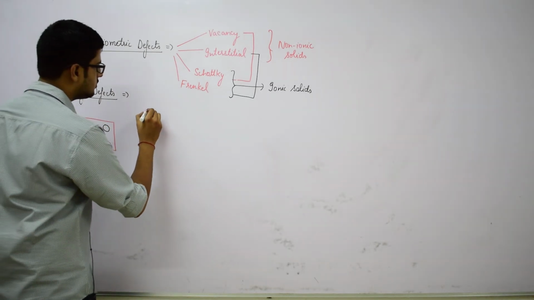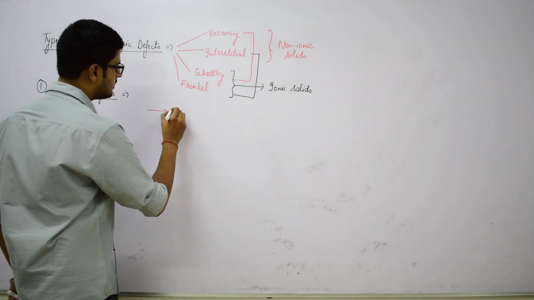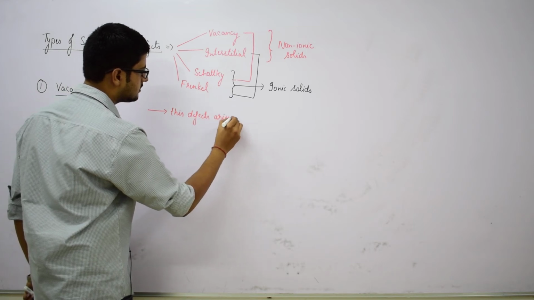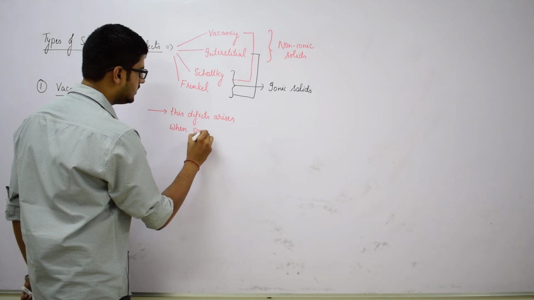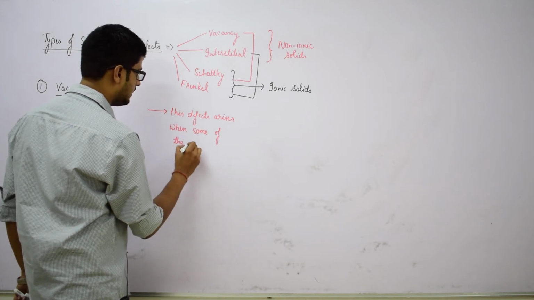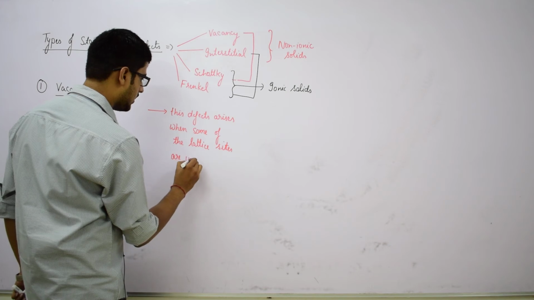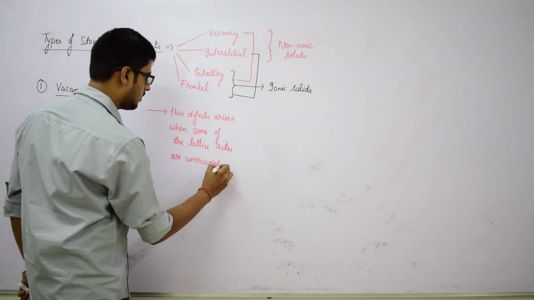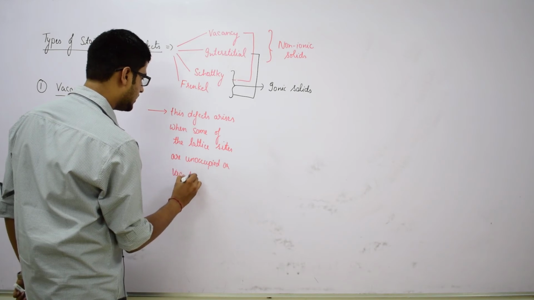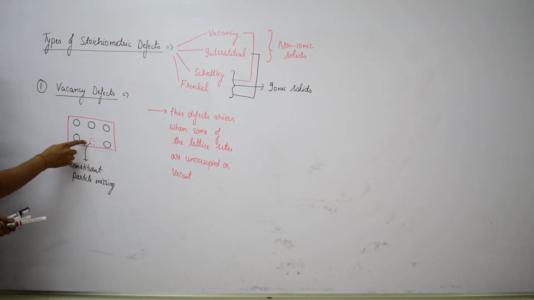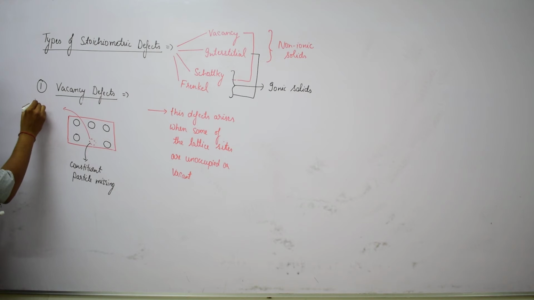Let us see some of the features of this type of defect. First, this defect arises when some of the lattice sites are unoccupied or vacant. Here it was supposed to have a constituent particle, but the constituent particle is missing, hence leading to the formation of a vacancy defect.